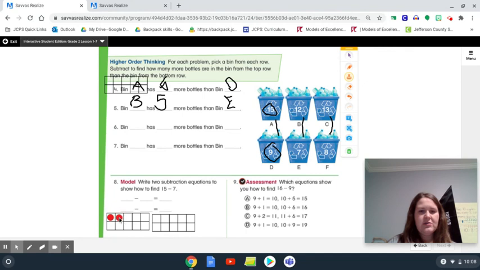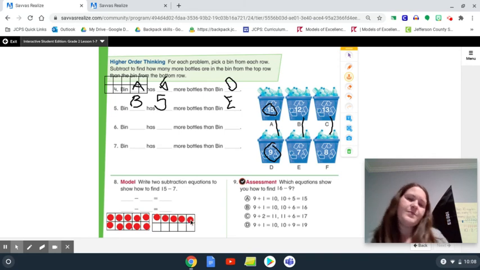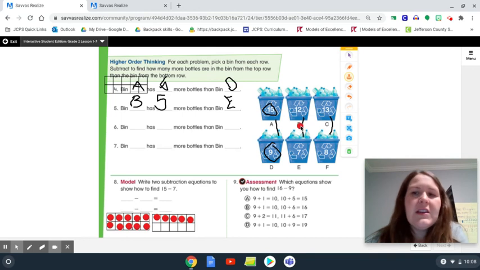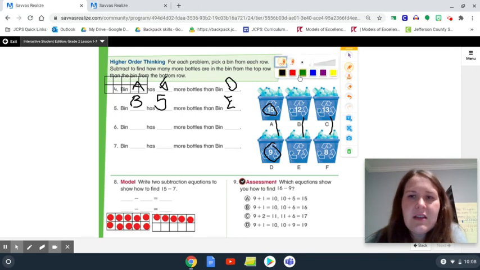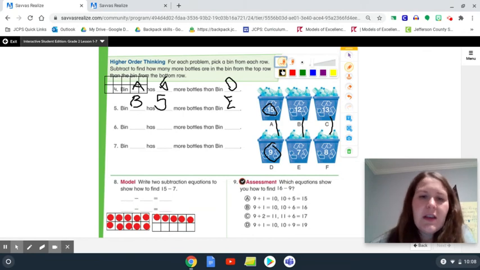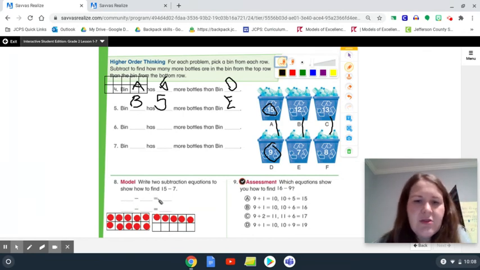1, 2, 3, 4, 5, 6, 7, 8, 9, 10, 11, 12, 13, 14, 15. And switch back to my pencil. It says we're going to write 2 equations.